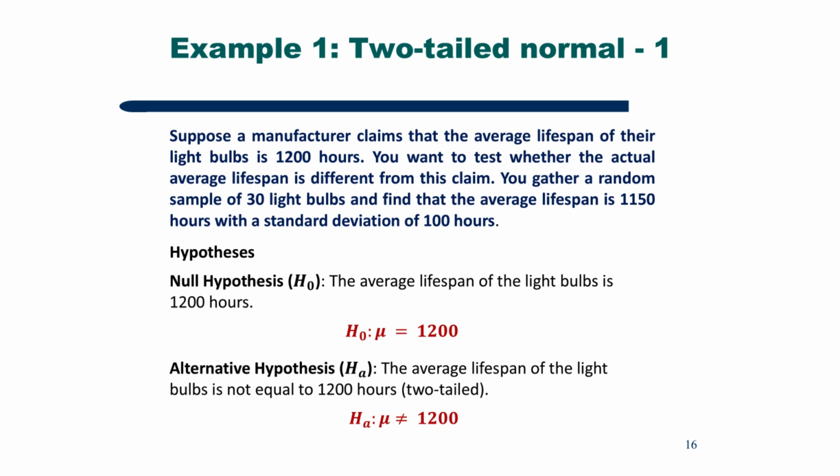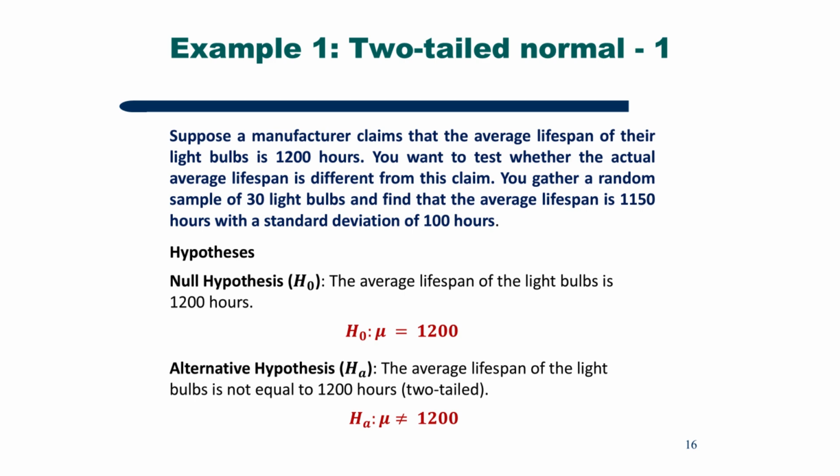Suppose a manufacturer claims that the average lifespan of their light bulbs is 1,200 hours. You want to test whether the actual average lifespan is different from this claim. You gather a random sample of 30 light bulbs and find that the average lifespan is 1150 hours with a standard deviation of 100 hours.